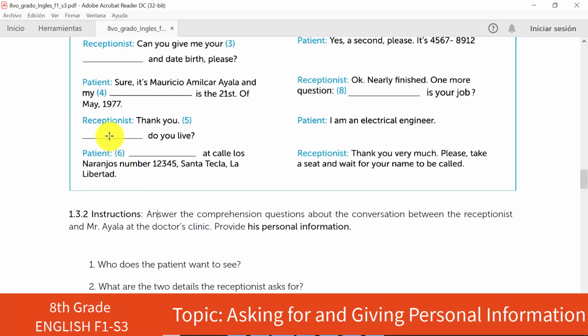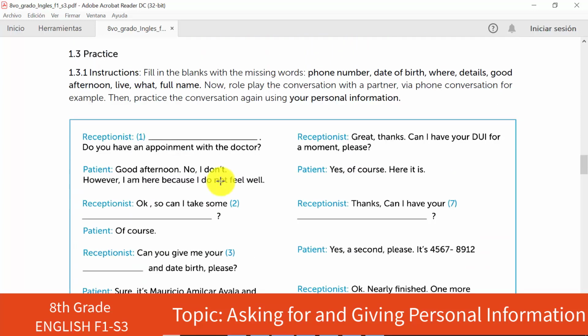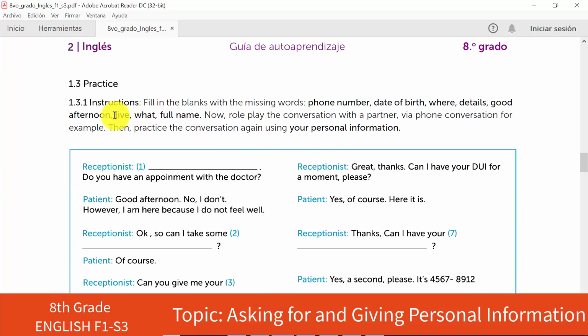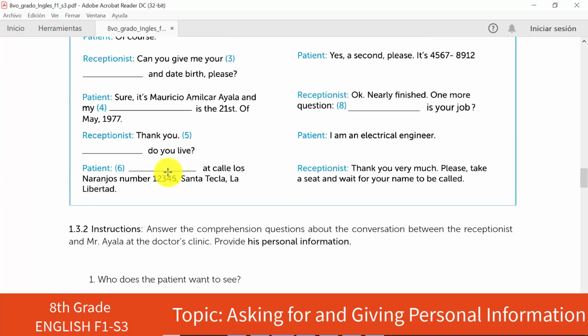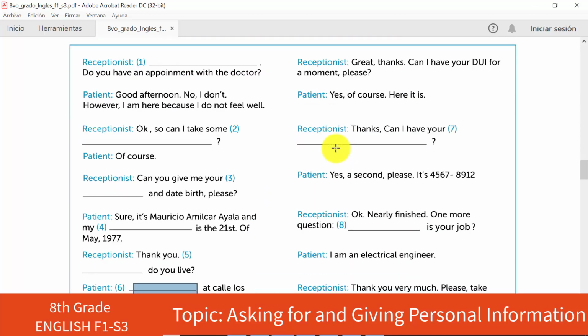¿Ok? Ahora la respuesta. ¿Cómo se pone la respuesta? Me están preguntando dónde vivo. I live. Ahí está, mire. Como ahí decía, where do you live? La respuesta tiene que parecerse. I live at Calle Los Naranjos, bla, bla, bla. ¿Ok? Las otras las hace usted, please.